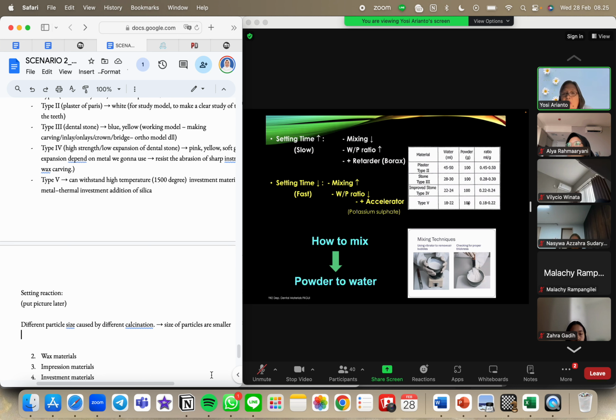Okay, in the right picture, you can see the water powder ratio. If you use plaster of Paris here, with a powder of 100 gram, you will use water of 45 to 50 milliliters. That's why the water powder ratio is 0.45, or 45 per 100.